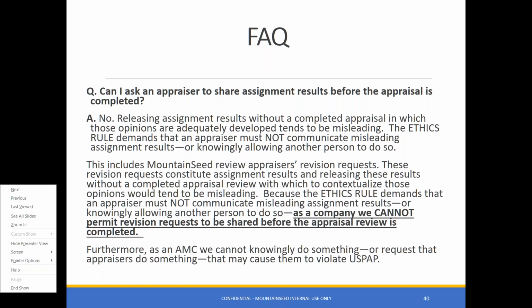Yeah, that makes sense. A quick note, that's probably outside the advisory opinion. Yes. The advisory opinion, if anybody wants to look it up, is Advisory Opinion 13, which deals directly with evaluations that are compliant with USPAP.